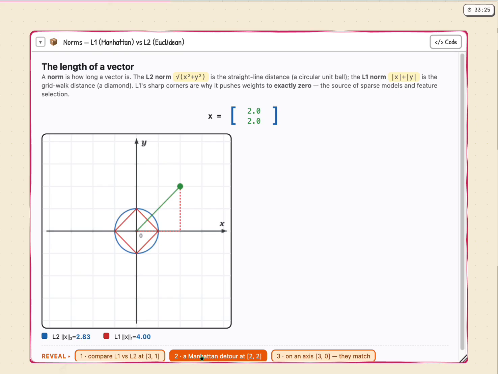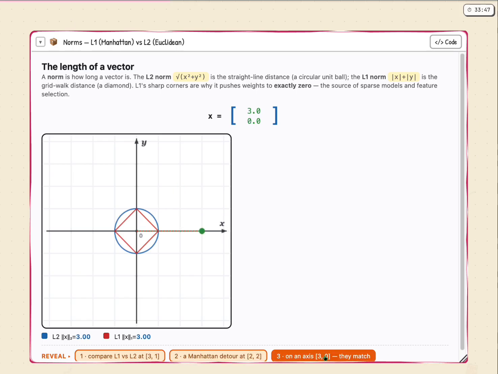In machine learning, when we penalize a model using the L1 norm, those sharp corners push many weights to land at exactly 0, switching features off completely. That's how we get sparse, simple models that automatically select only the features that matter. L2 shrinks weights gently, L1 zeroes them out. Same word, length. Two different geometries, two different effects.